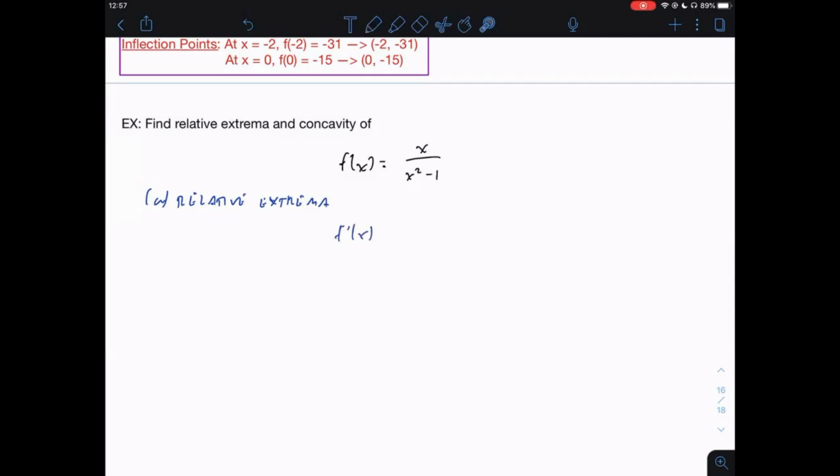But how do we find the first derivative of a function where we have an equation of x being divided by another equation of x? Let me write this. You've got to use that quotient rule. All right, so let me call h the top function and g the bottom function. So h will be x, and then g will be x squared minus 1. All right, so now we've got to find h prime, which is just going to be 1, and then g prime, which would be 2x.